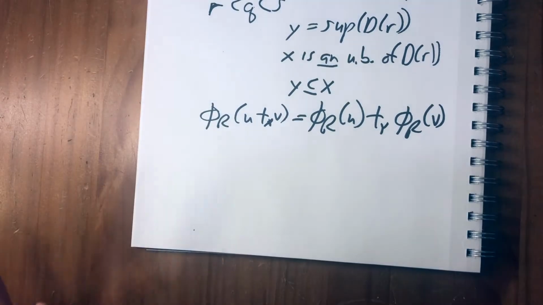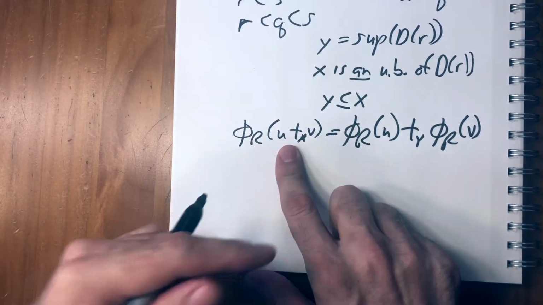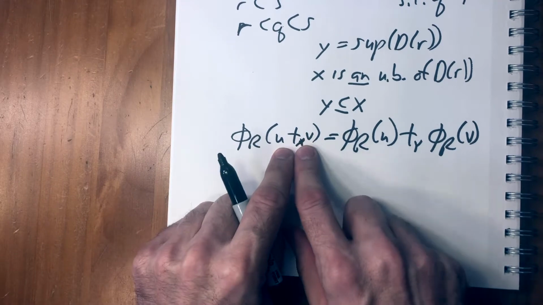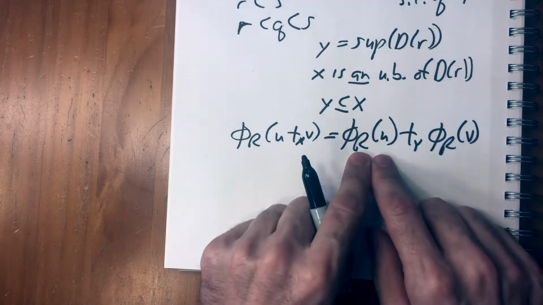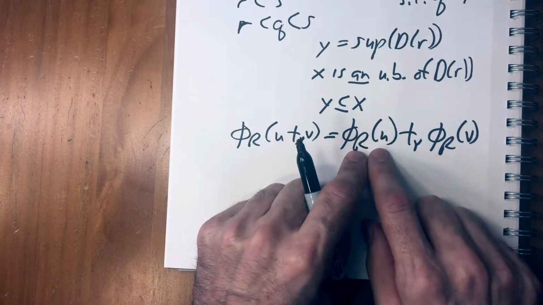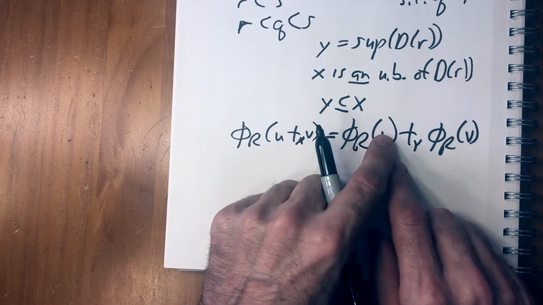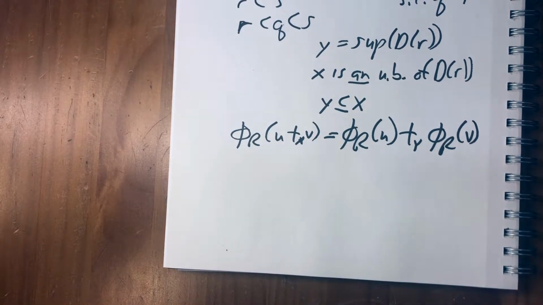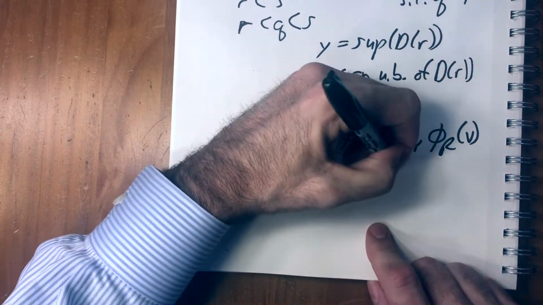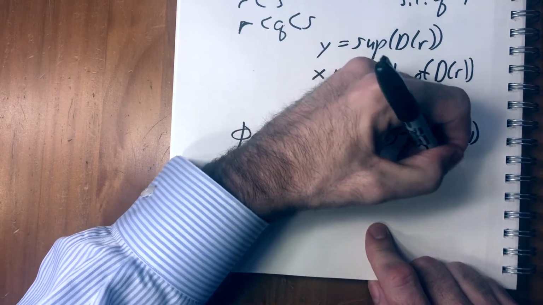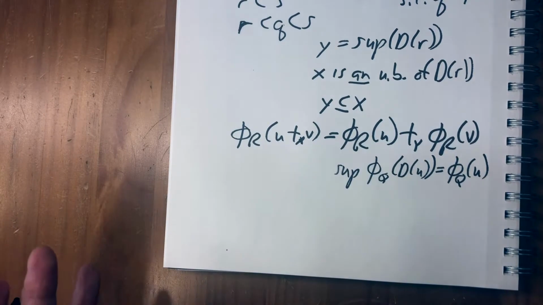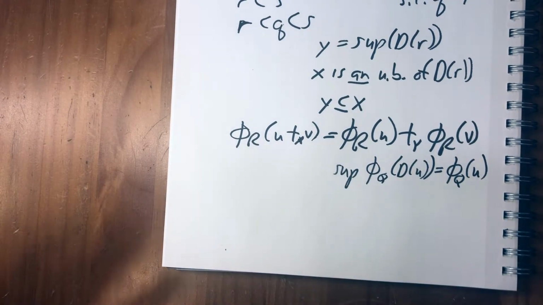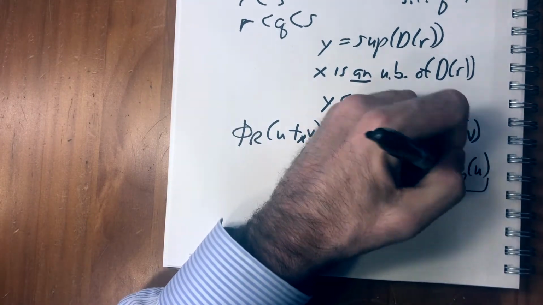preserves addition. So the problem is this: we know u plus v is the least upper bound of the set of all rationals less than u plus v. This is the supremum of the set of all rationals less than u, same here for v. If we could just say that the supremum of phi q of d u equals phi q of u, then this would be easy because we know phi q and we'd have no problem. The problem is that u is real, which means this is undefined.